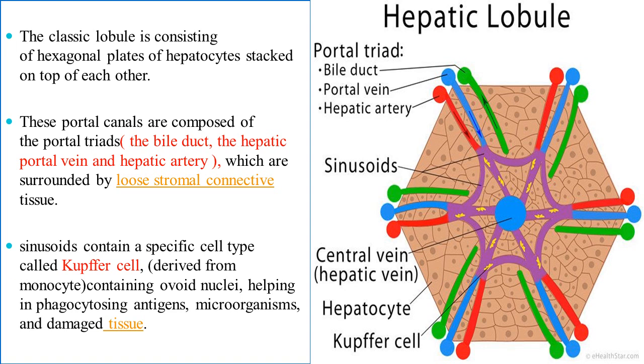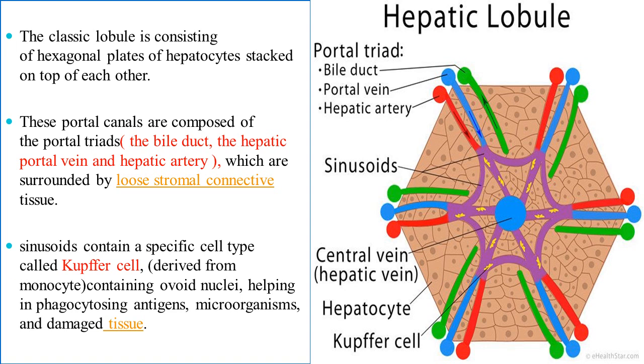Now we're talking about the hepatic lobule. The classic lobule consists of hexagonal plates of hepatocytes which are stacked on top of each other. إذن المكون الرئيسي لفصيص الكبد هو الهيباتوسايت. تتلاصق الهيباتوسايت على بعضها البعض على شكل سداسي، صفيحات سداسية تكون الهيباتيك لوبيول.